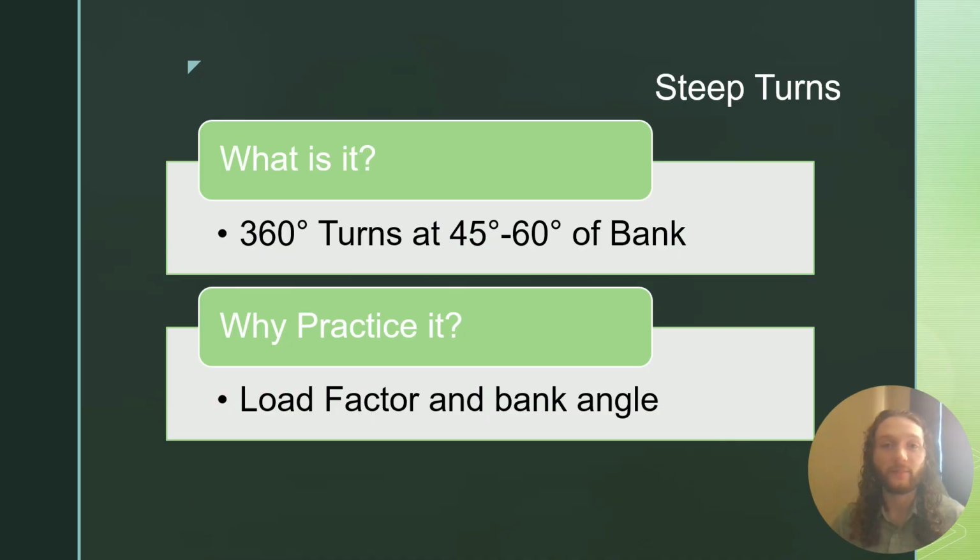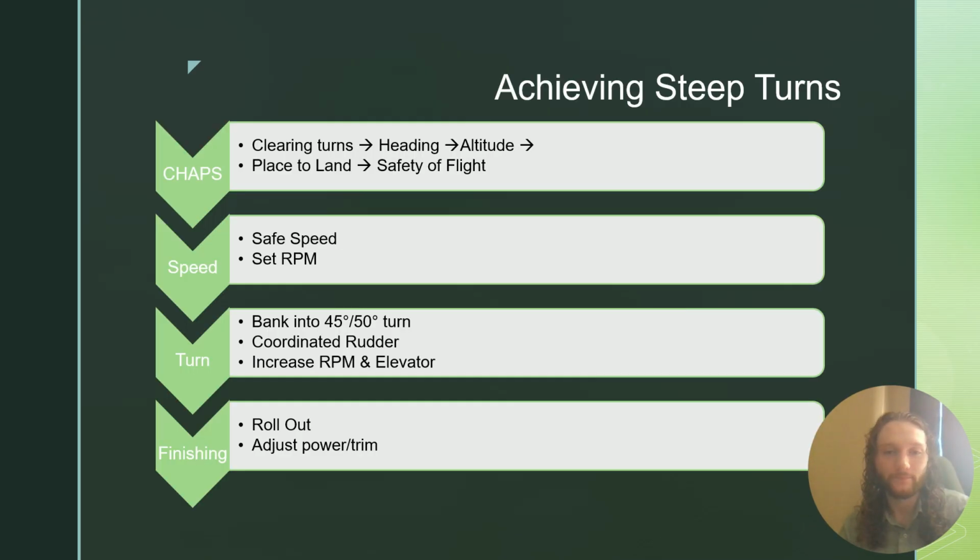Additionally, I want to talk about steep turns. Steep turns is a 360-degree turn at 45 to 60 degrees of bank. For Liberty requires private students to get to 45, and then commercial get to 50 degrees of bank. And we practice these to demonstrate load factor, and so that pilots can better control the plane at high load factors and high bank angles.